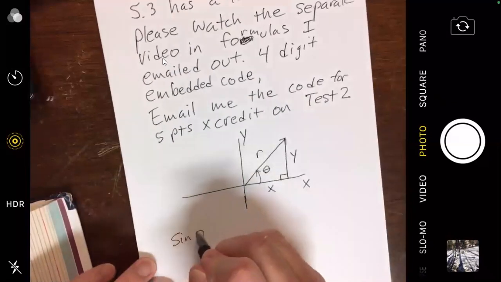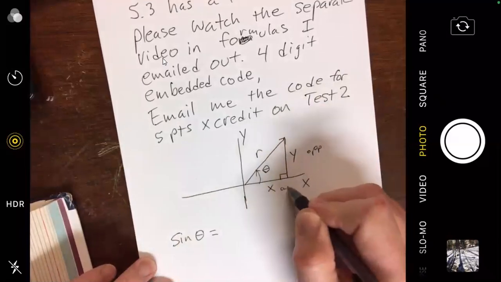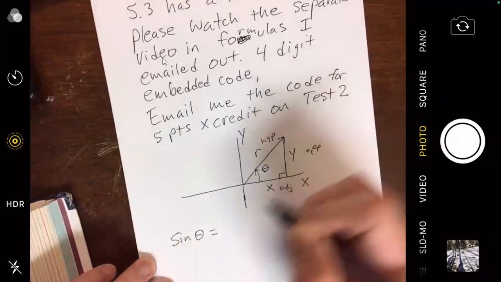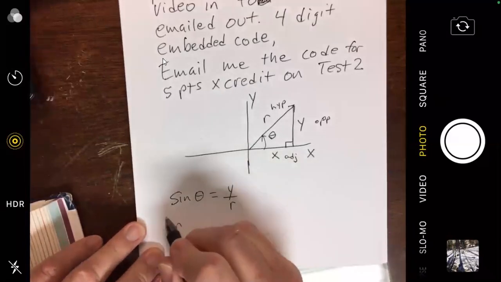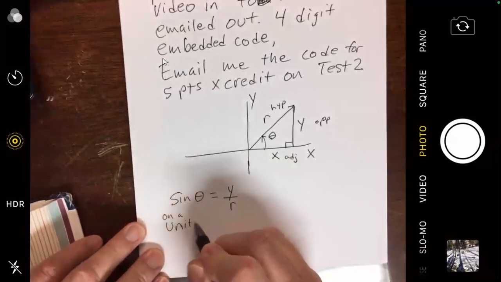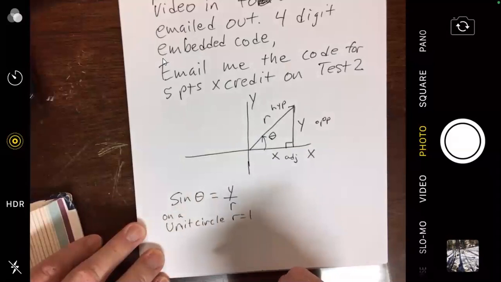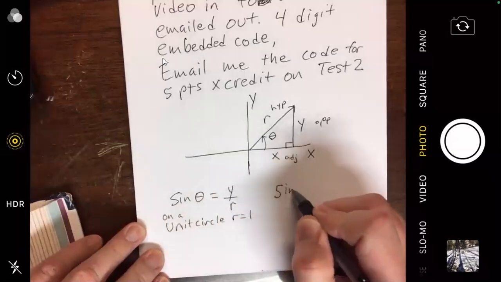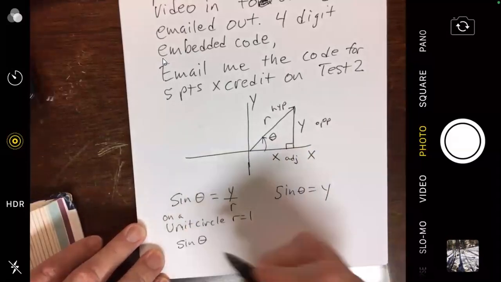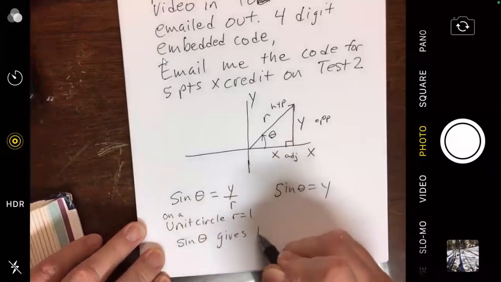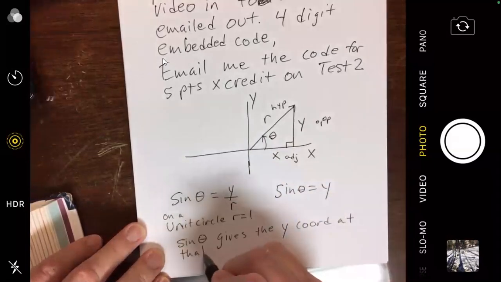And the sine of that angle, opposite, this is adjacent, this is hypotenuse, is y over r. All right. On a unit circle, r equals 1. So that means sine theta is just equal to y. So the sine of any angle gives the y coordinate at that angle.